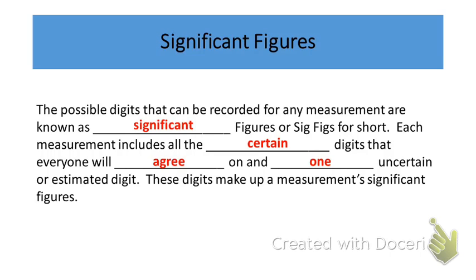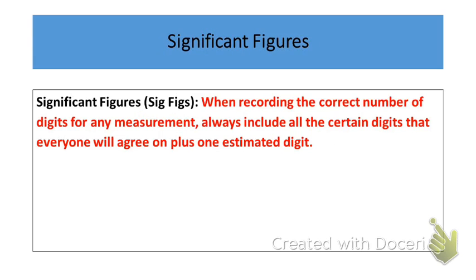So all of these digits that you use for a measurement are called significant figures. In a nutshell, this is what significant figures are. When recording the correct number of digits for any measurement, always include all the certain digits that everyone will agree on, plus the one estimated digit that we may not agree on. And that estimated digit, remember, always comes at the end of a measurement.